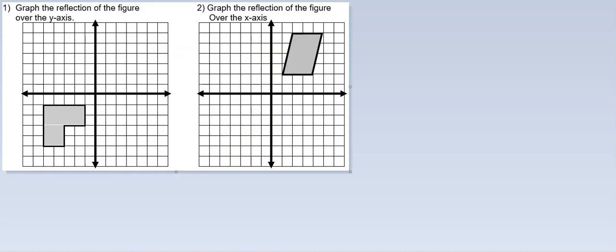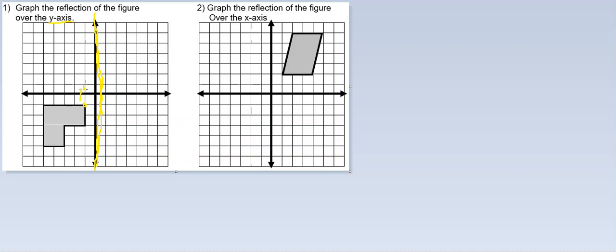In this example, it says reflect the figure over the y-axis. So I'm going to highlight that y-axis again because that's the one I know I'm going to flip over. That up and down axis, the vertical axis, is our y-axis. So I can see how far away each point is.